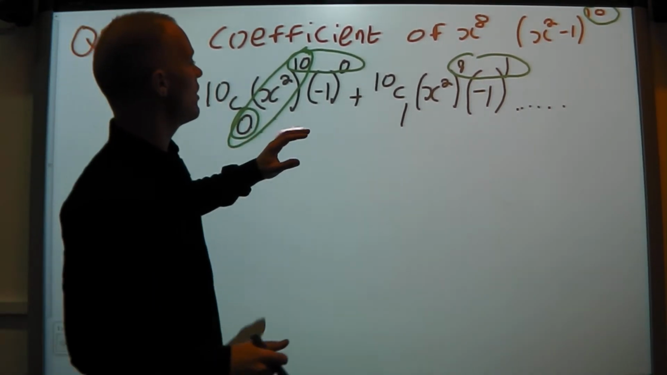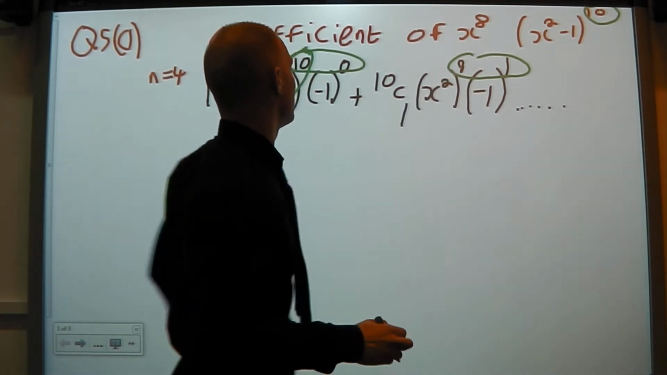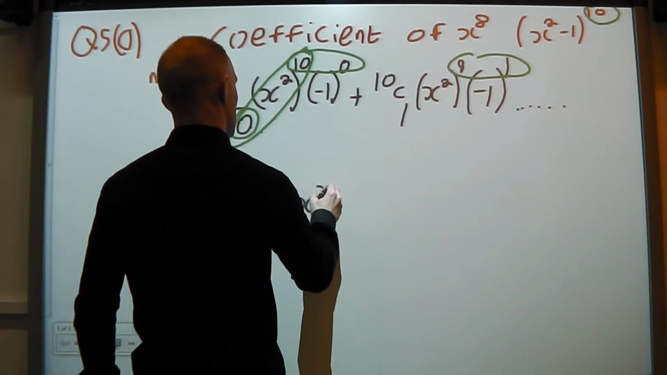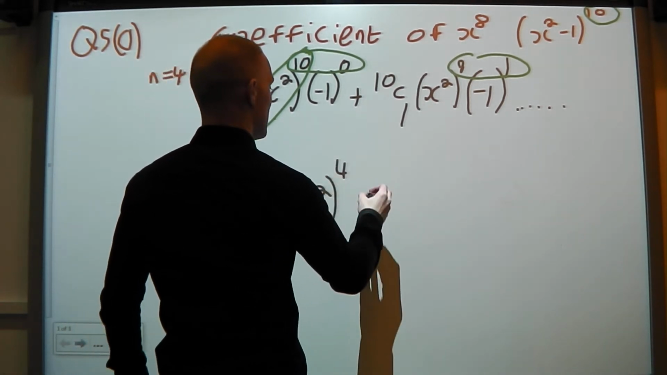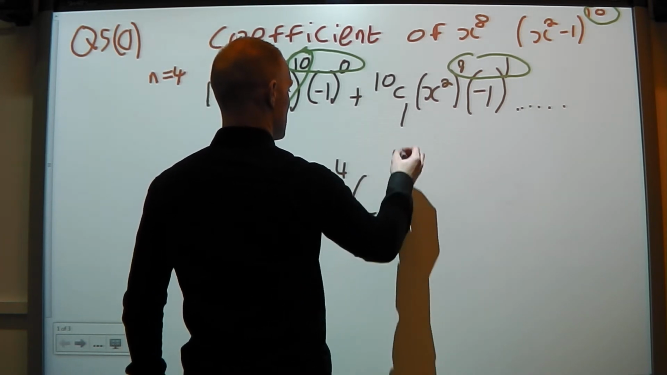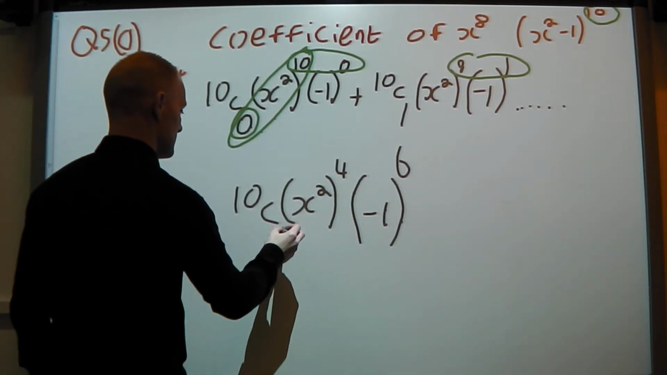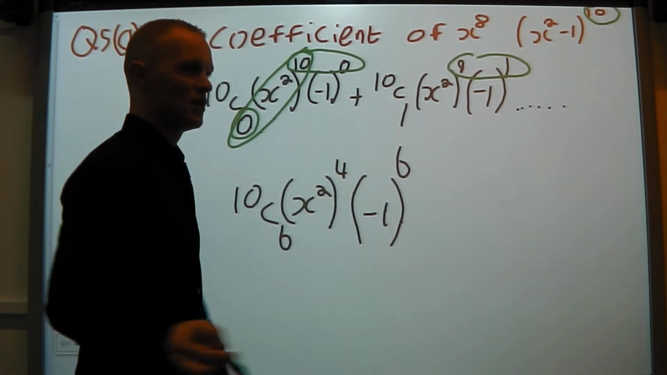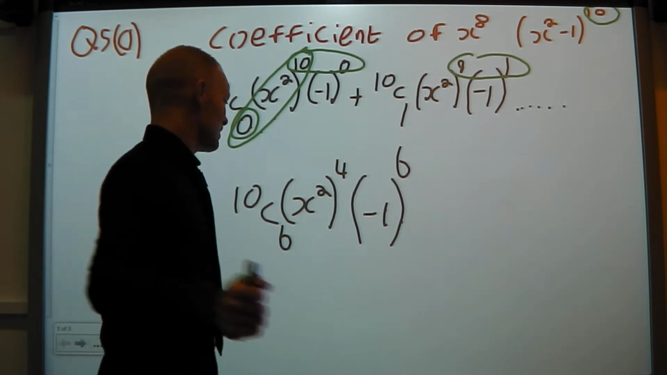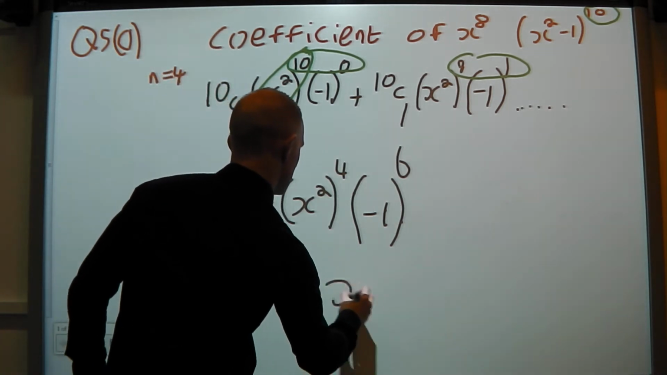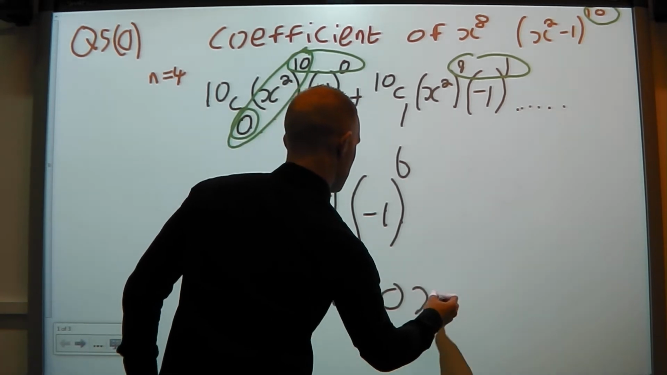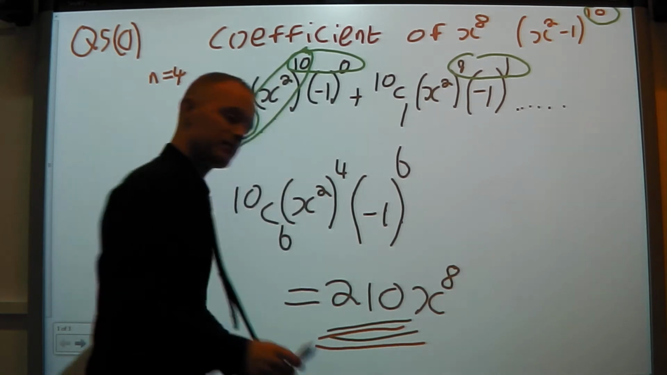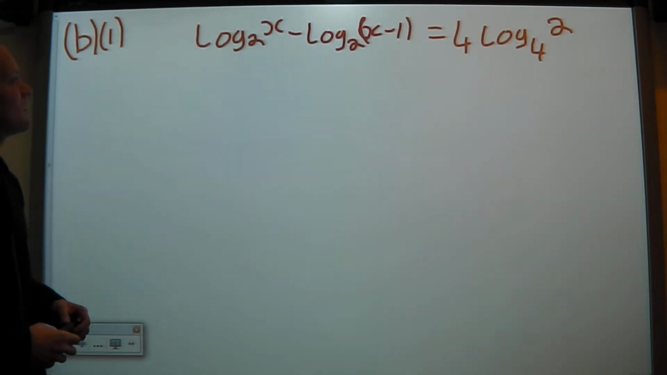So we're looking for x squared to the power of 4. So when we go 10c, we'll just leave this blank for a minute. So we go x squared all to the power of 4 times negative 1 to the power of 6. Now these two here add up to 10, so this is obviously going to be 6 as well. So we have 10c6 times 1, which is 10c6, which is 210. So that's equal to 210x to the power of 8, and that's the coefficient of x you were looking for, 210. Okay, so moving on to the next question here.